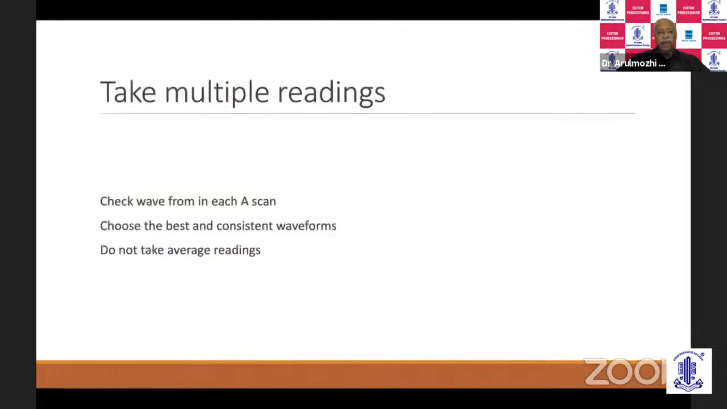Please take multiple readings. Check every waveform on the A-scan. Do not take averaging blindly. It's very important you just don't blindly average. Choose the best and consistent waveforms. Remove the inconsistent and poor waveforms. And after that, if you want to average, yes, you can average it. You're better off taking probably 3 to 5 good waveform readings and then averaging. But you have to be very sure that these axial lengths are very close to each other before you average them. Don't take outliers and average them.